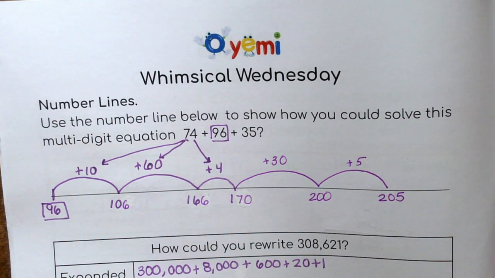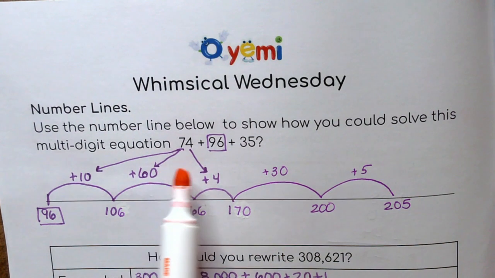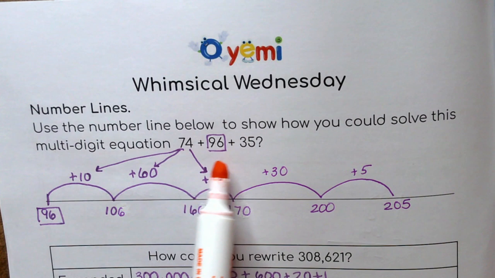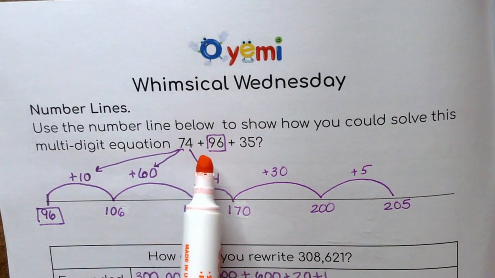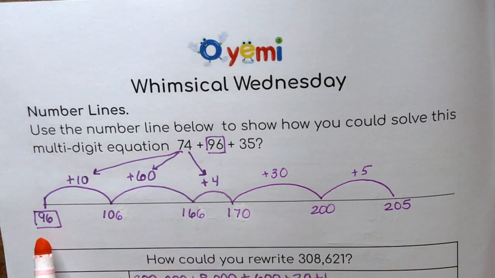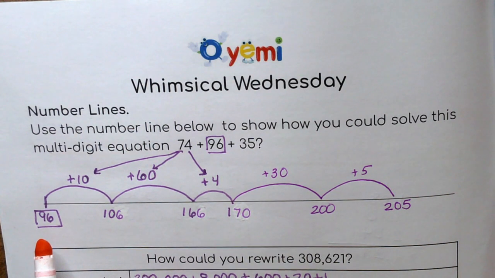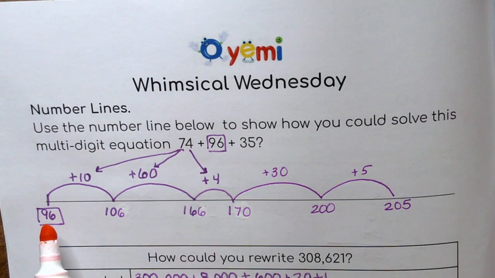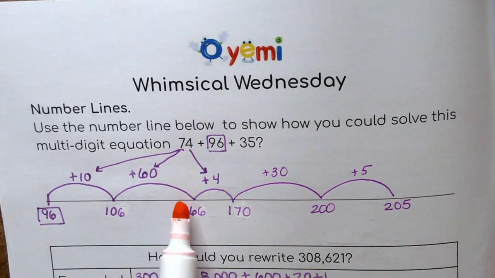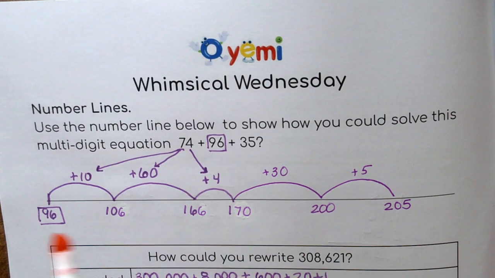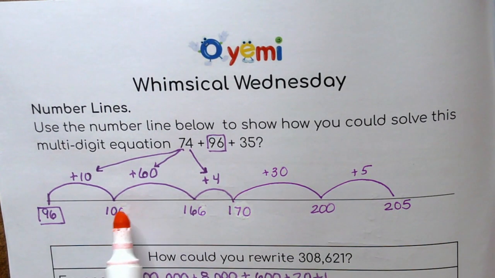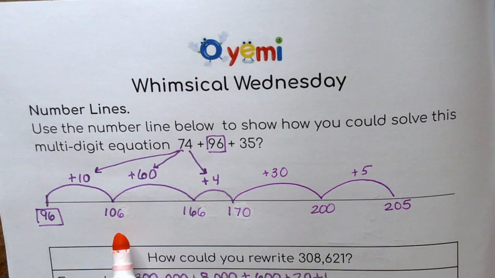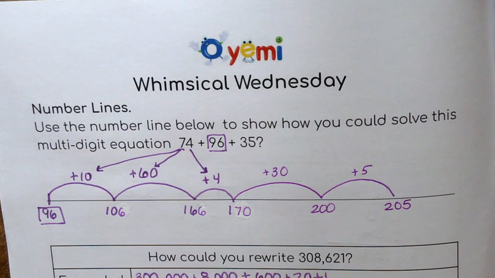Here we have 74 plus 96 plus 35. I boxed this 96 because this is my largest number, so I decided to start with my largest number. Here I have 74. I broke this down into tens and ones. And the reason why I did 10 is because 96 plus 10 will take me into 100, so I can break that down easier.